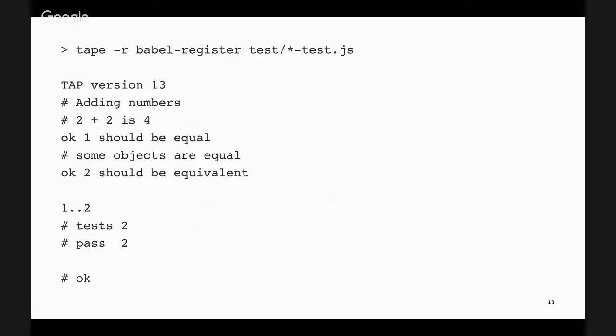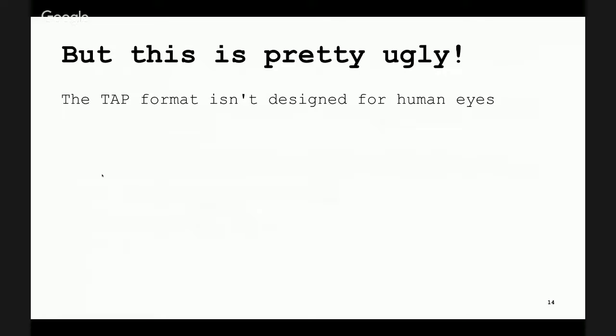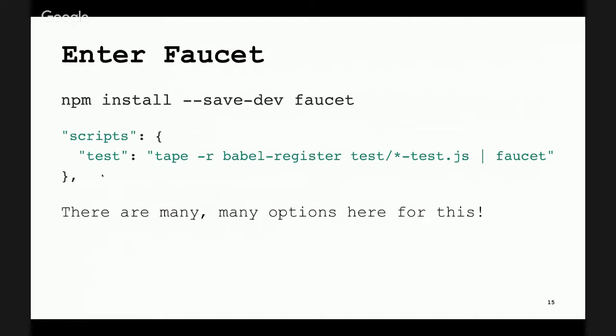It's not that good for humans to read, however, but the reason it's good for computers to read means that people can write formatters around it. So if you don't like how this output looks, you can write your own formatter around it. Thankfully, there are lots of them out there. It's not designed for human eyes. I use one called Faucet. So we pipe our Tape output through Faucet.